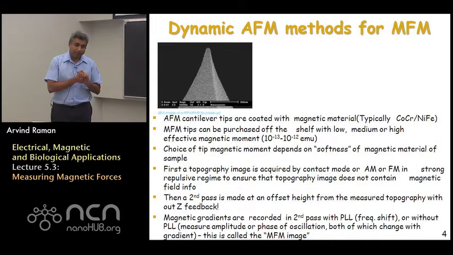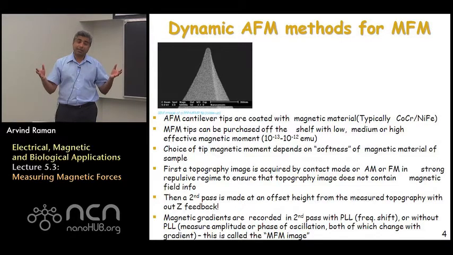So magnetic force microscopy is typically done using this two-pass technique, where a topography is first measured and effort is put into making sure that magnetic information doesn't reside in the topography information, and the second pass at a certain offset can be used to detect the force gradients. Now, the question is, what do you measure? What are the observables when one does the second pass? And this depends. There are many studies using many different techniques.